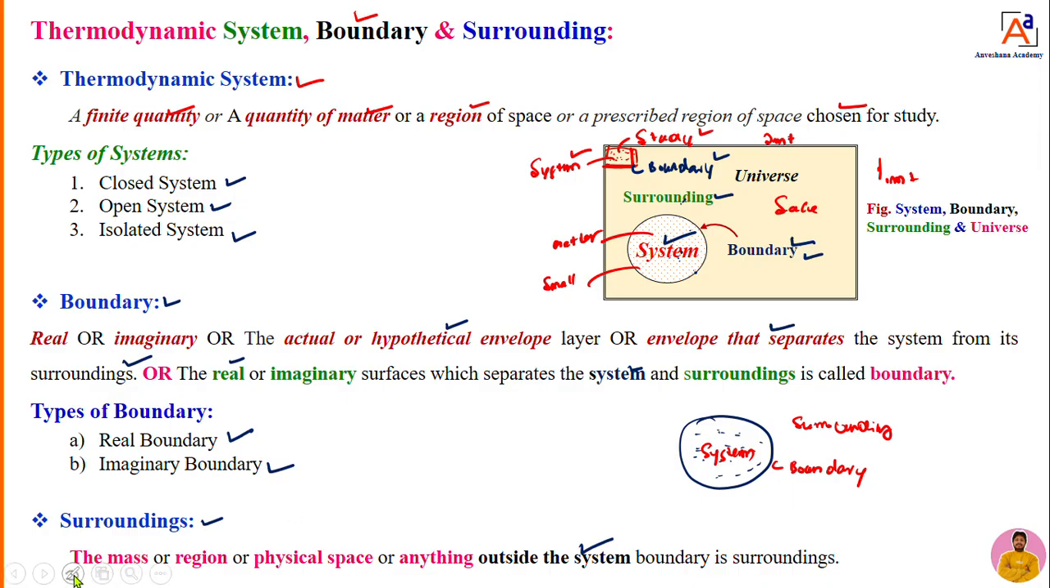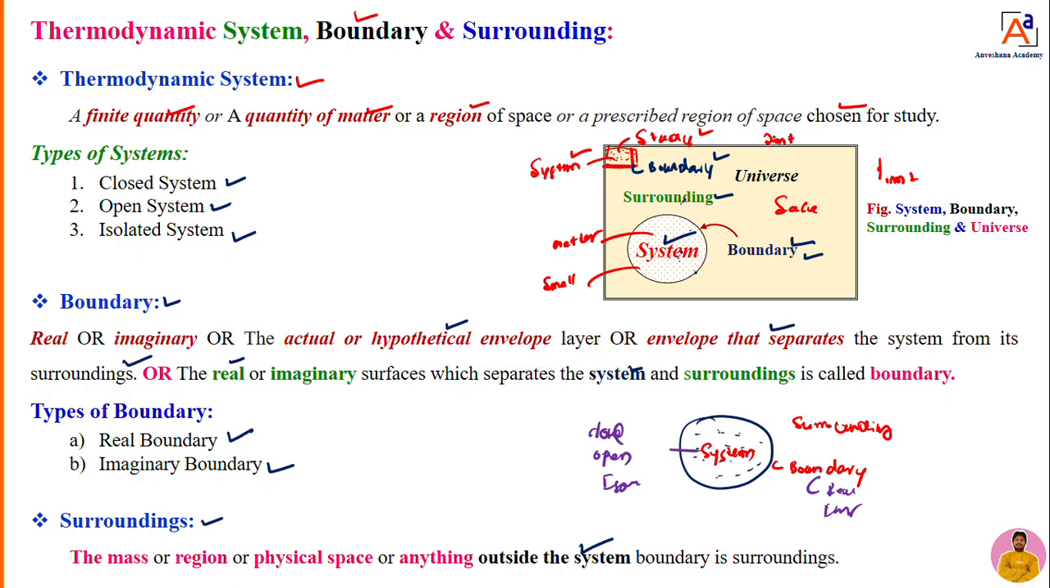So now here, dear students, you can see the system is classified into three types. One is closed system, another one is open system, the third one is isolated system. When it comes to boundary, it has two important types: one is real boundary, the next is imaginary boundary. This is about thermodynamic system, boundary and surrounding.